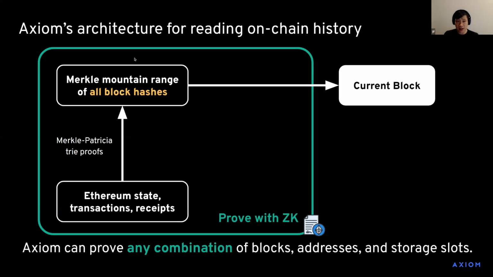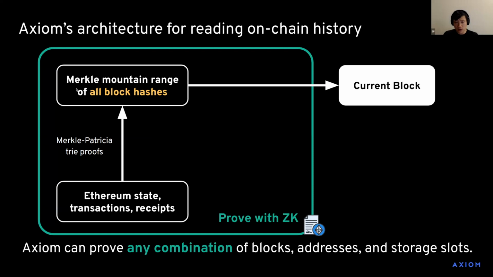Now that we have this cache, a Merkle mountain range of all block hashes on Ethereum, to prove the Ethereum state, transactions, or receipts into this Merkle mountain range, we check Merkle-Patricia trie proofs in ZK. So the Merkle-Patricia trie is a degree 16 trie, and to check the Merkle proof involves a combination of serialization and hashing, which I'll talk about in a little bit more detail later.